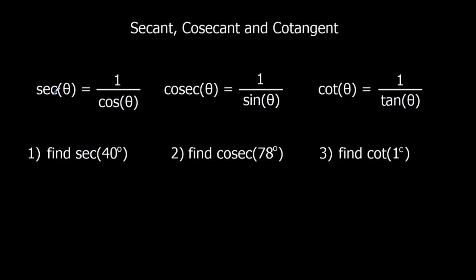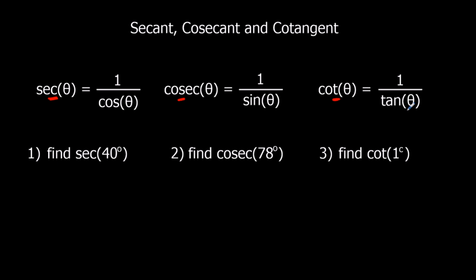A good way of remembering which one's which is to look at the third letter of sec, cosec and cot. The third letter of sec is a C, and that is 1 over cos theta. The third letter of cosec is an S, and that's 1 over sine theta. And the third letter of cot is T, and that's 1 over tan theta. So 3 new trig functions we've got here, and they're made by doing 1 over cos theta, 1 over sine theta, and 1 over tan theta.